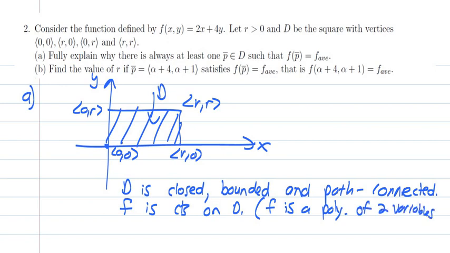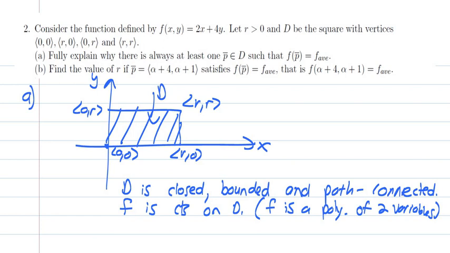Remember one of the exercises we did in the tutorials, we proved that if you have a polynomial of two variables, it is continuous everywhere. So don't just say F is continuous, say F is continuous on region D. All right? And now if you look at theorem 151 on page 139, these are all of the conditions.